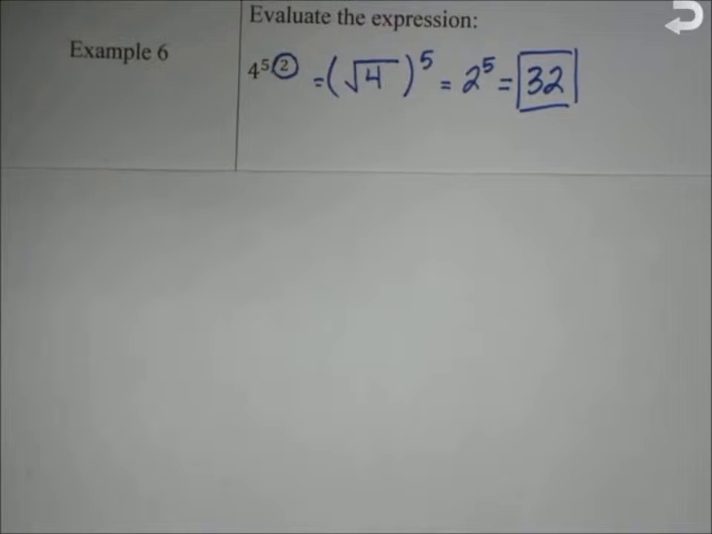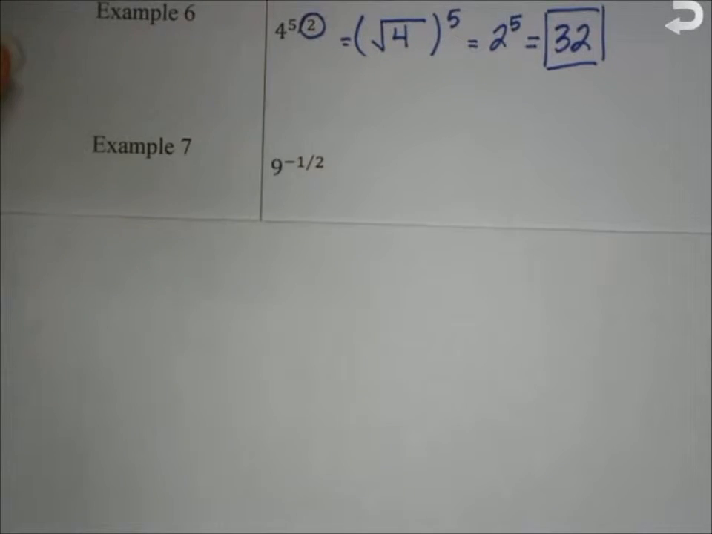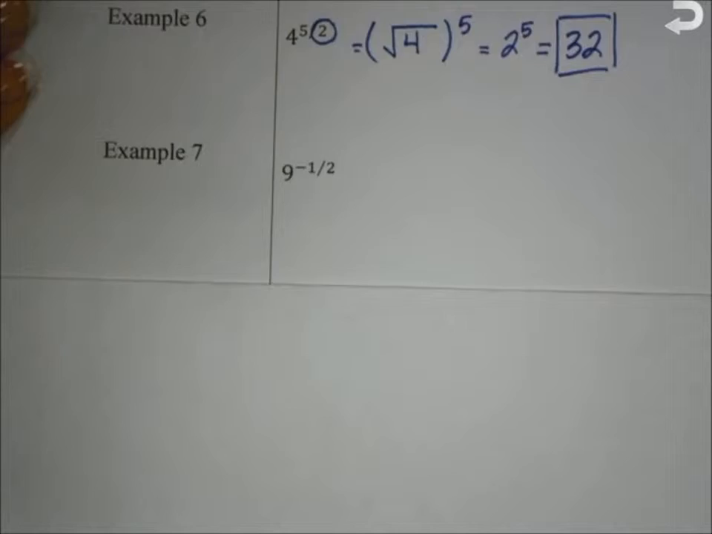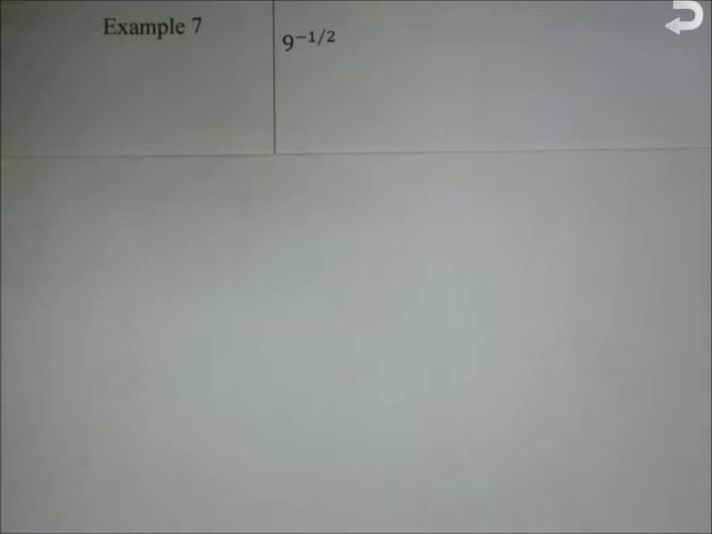9 to the negative 1/2. So the first thing to do, I want to rewrite this. Now this denominator becomes my index. And since it's 2, that means I'm just taking the square root of 9 and raising it to the negative first power.